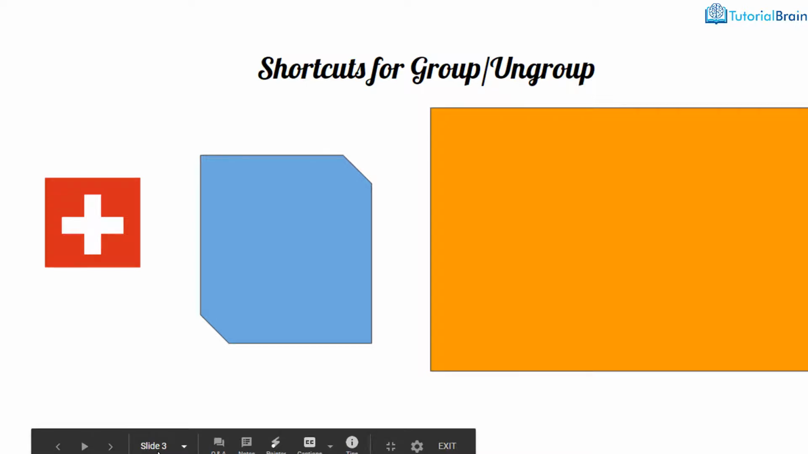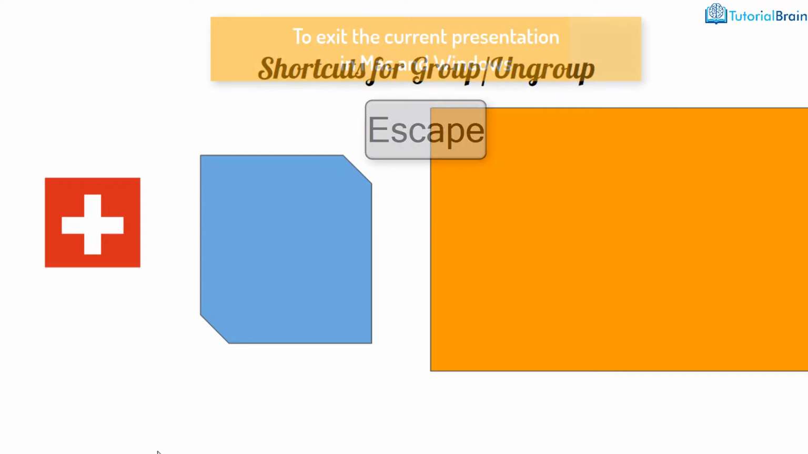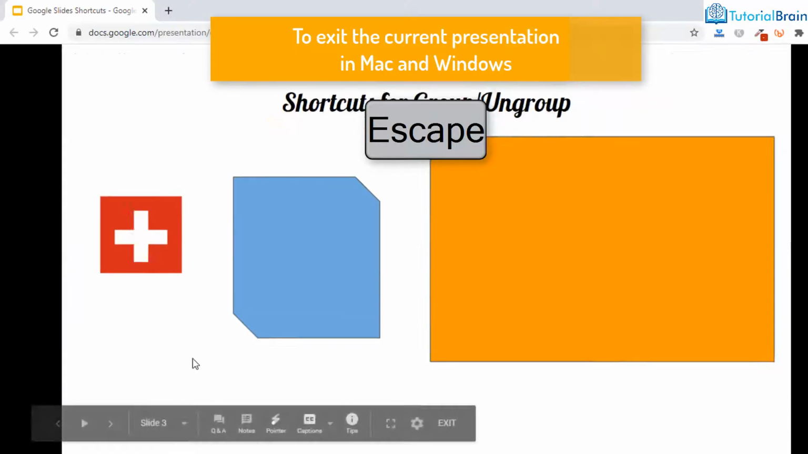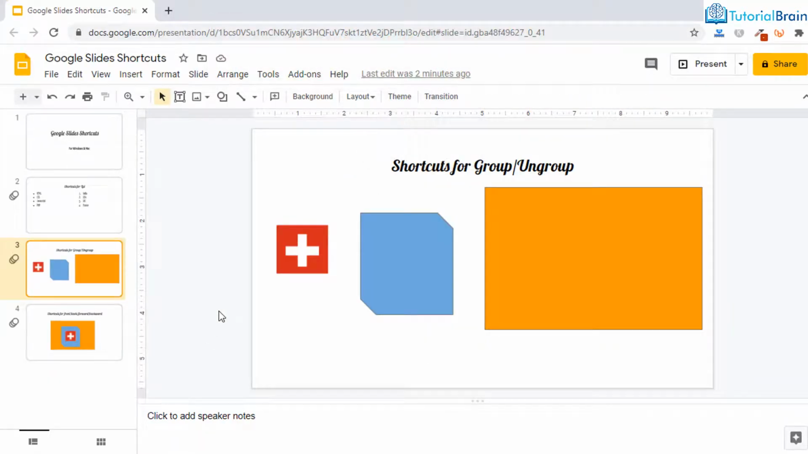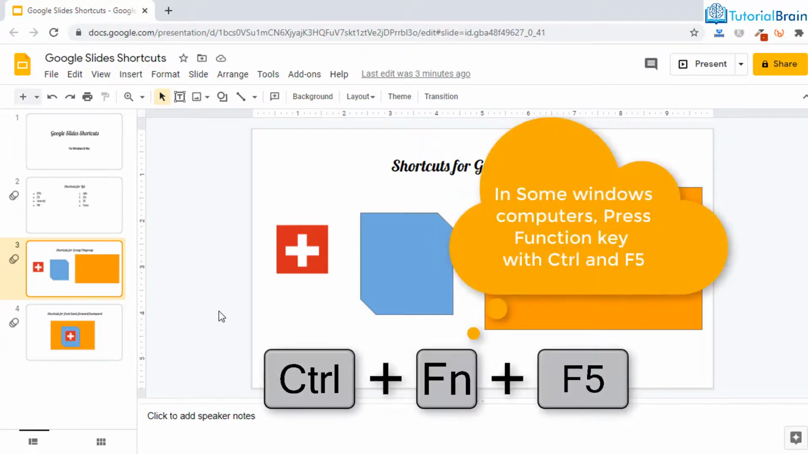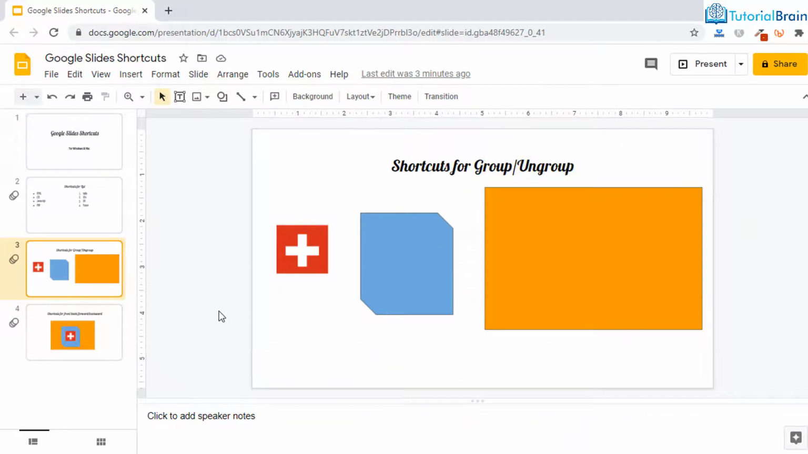And to come out of this presentation, simply press Escape on your keyboard and you will come out of the presentation. A note for all of you, on some computers you need to press the function key along with this. For example, you have to press Ctrl with Function with F5 if Ctrl and F5 is not working.